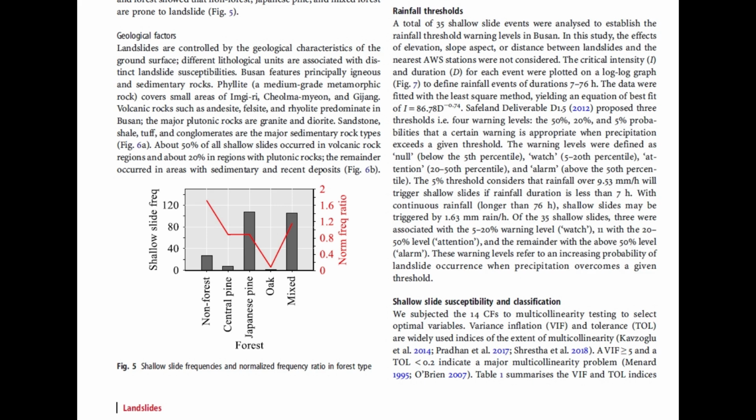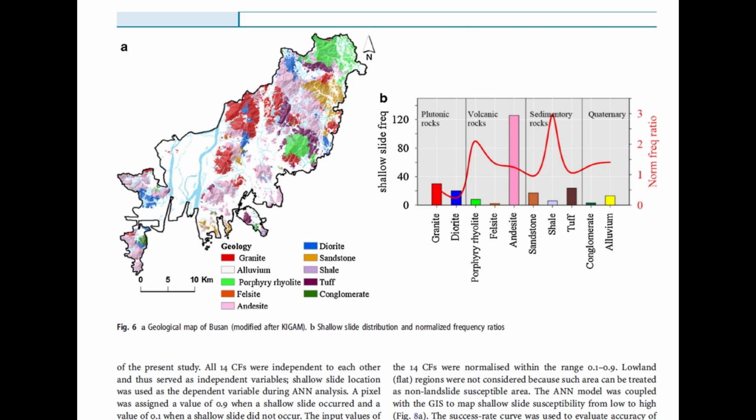Makes sense. So they look at how much it rains and for how long. What then? Well, based on that equation and the rainfall patterns they studied, they actually came up with 4 different warning levels. You have null, watch, attention, and get this, alarm. Alarm. I bet that gets people's attention. Even a small chance of a landslide has got to be pretty scary.